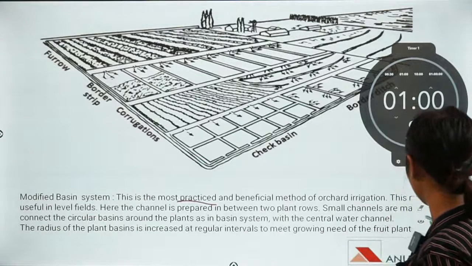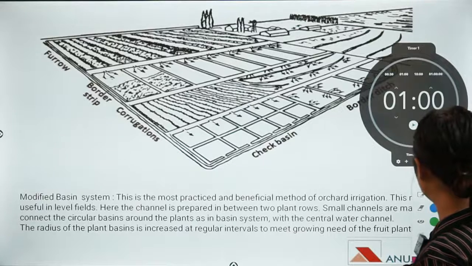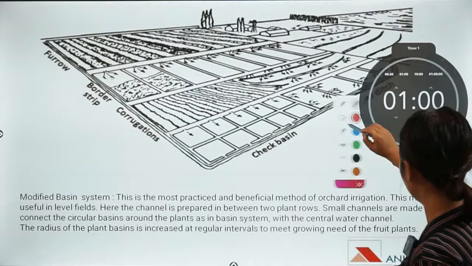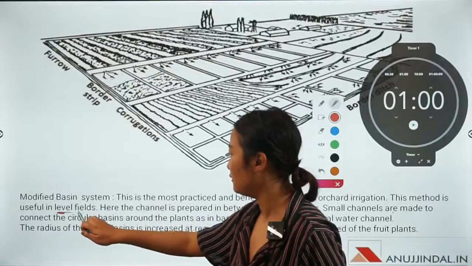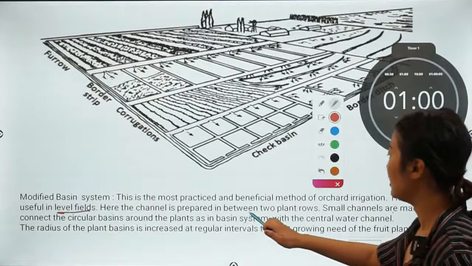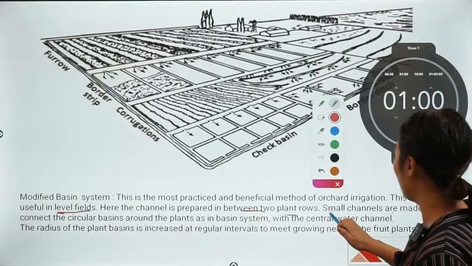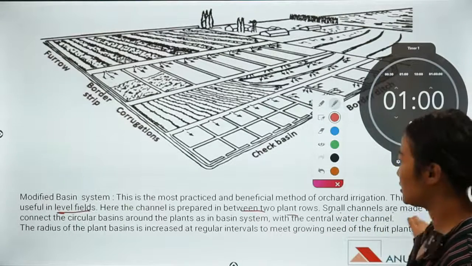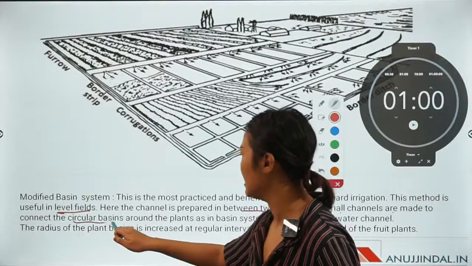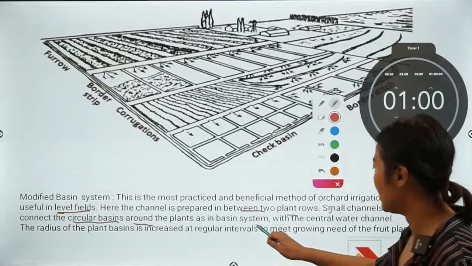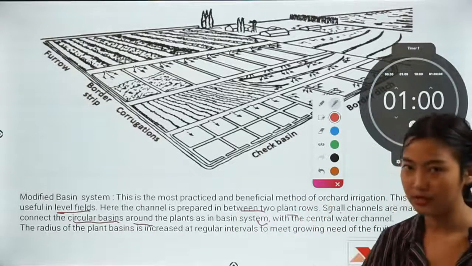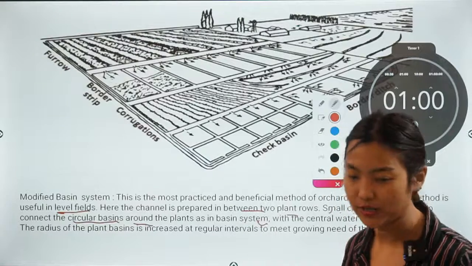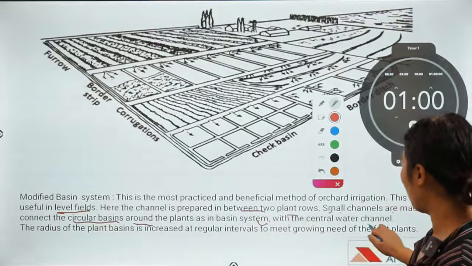For orchard irrigation, this method is useful in level fields. Here, the channel is prepared in between two plant rows. Small channels are made to connect to a circular basin around the plant, as in the basin system. It's just like the basin system, but here it is circular, with a central water channel.